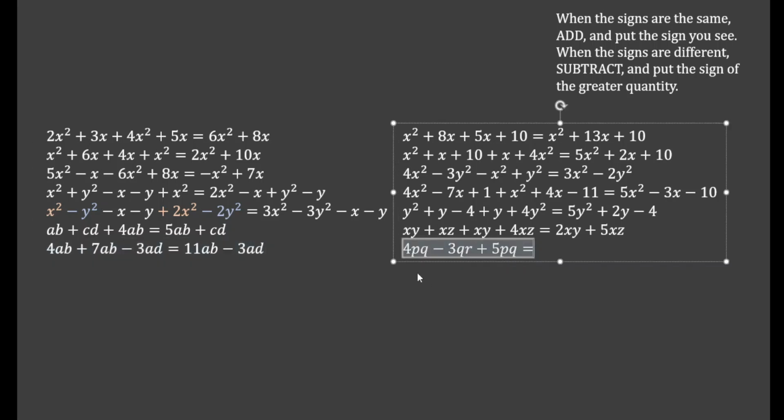And then for the last one, the PQs combine with the PQ, not the QRs. So this is 4PQ plus 5PQ, which will give me 9PQ and minus 3QR. And there you have it. That's the working for the homework.